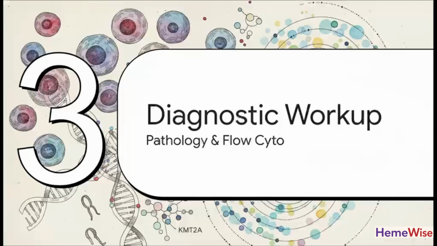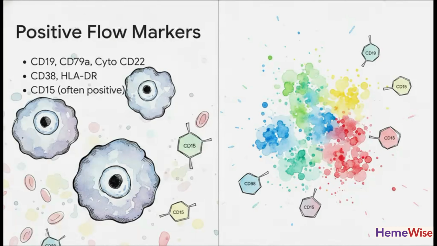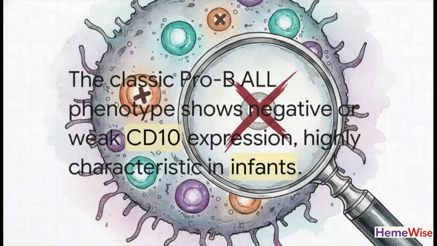Let's step into the lab for Section 3, pathology and diagnostic workup. While a bone marrow aspirate is going to show blasts with fine chromatin and prominent nucleoli, it's really the flow cytometry that paints the full picture. You'll see those standard B-cell lineage markers lighting up, like CD19, CD79A, and cytoplasmic CD22, right alongside CD38 and HLA-DR. And interestingly enough, we also frequently see aberrant expression of the myeloid marker CD15 in these infant cases. But you have to pay really close attention to this hallmark diagnostic finding, the distinct lack of CD10 expression.